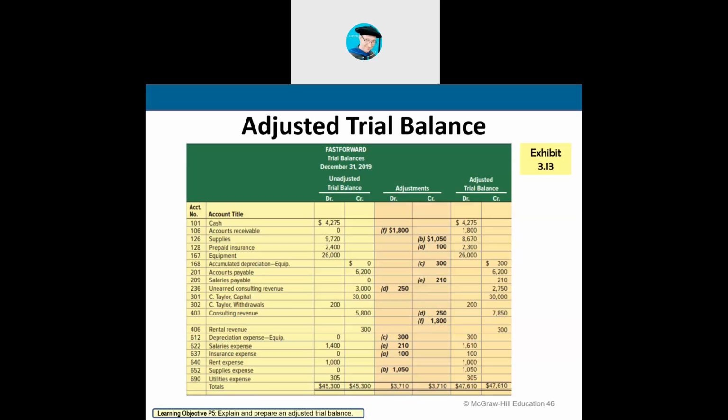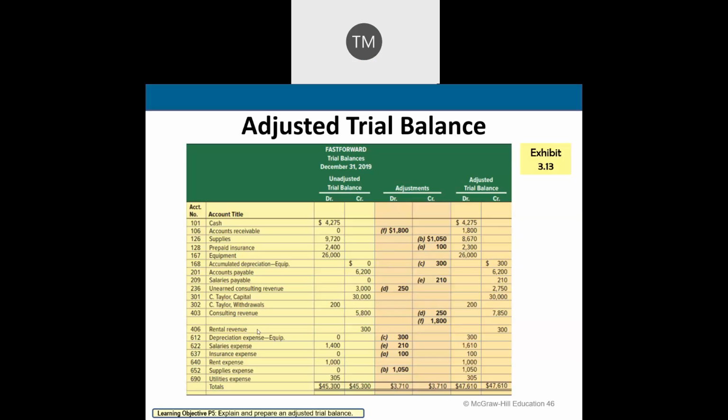And then you'll also see C. Taylor withdrawals. That represents cash withdrawals that the owner is taking out of the business. Does it help to answer your question, Mark? Yes, it does. And I see how it transferred from unadjusted trial balance over to adjusted trial balance. So basically, if the $200 he took out is being adjusted as well.